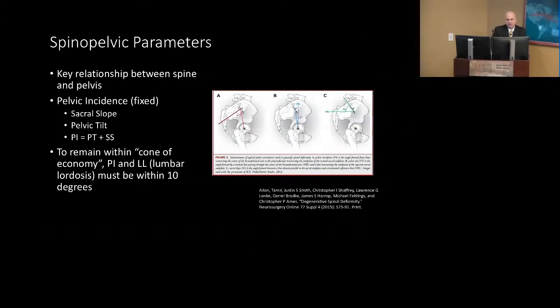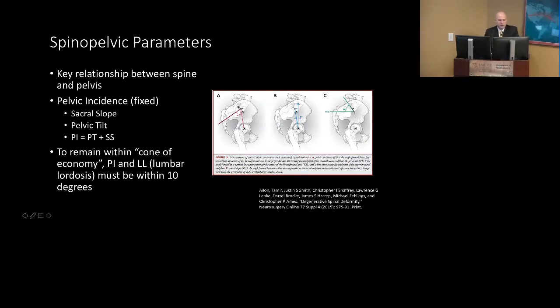Another key concept to understand would be spinopelvic parameters. I know I've given a previous talk about this, but I can't emphasize enough that if you're not looking at this and you're not thinking about it, especially even in just routine degenerative spinal disorders, you're missing a key piece of information. So the spinopelvic parameters are a key morphometric relationship between the spine and the pelvis. And the pelvic incidence is fixed, meaning as any of these three things change, that number will still stay the same. And so it relates to sacral slope as well as pelvic tilt.